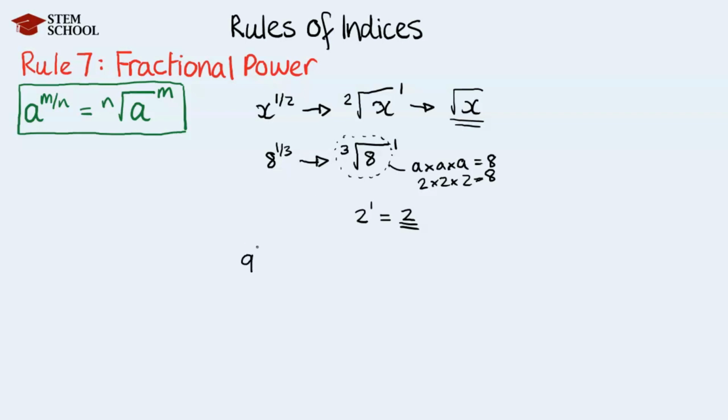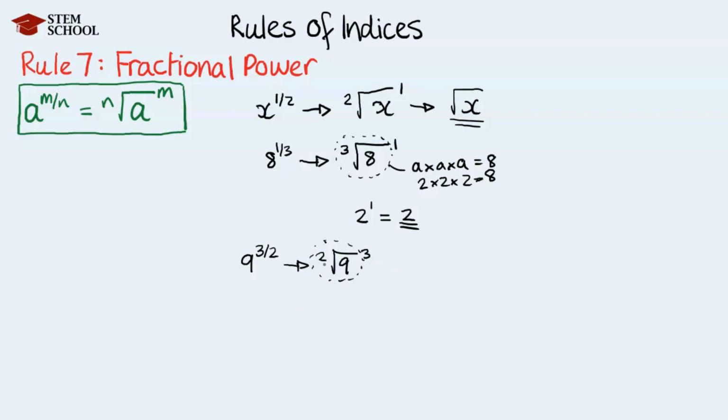Let's do 9 to the power of 3 over 2. Okay, so let's rewrite this. So we have the 2 in front, then we have 9 in the root, and we put the 3 on the outside. As I said before, we worry about this section first, then deal with the power. We'll cube the answer that we get for this bit.